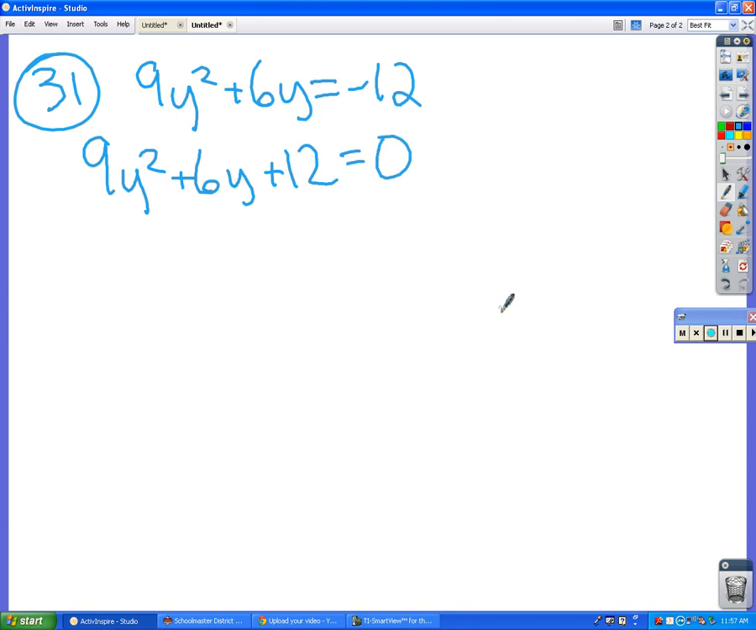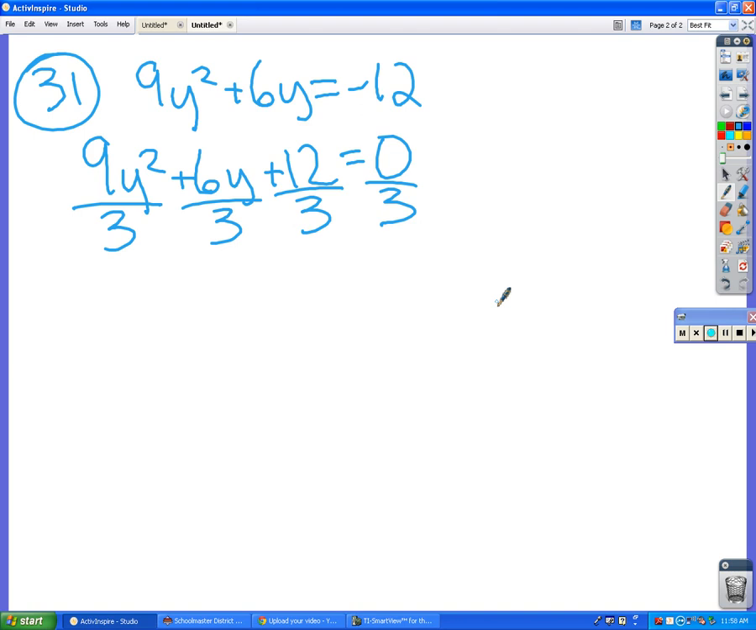Okay, and then you could go from there. But there's a fun little trick that we can do in this problem that will make things a little bit easier. Does anybody notice anything about the numbers 9, 6, and 12? They're all multiples of 3. So I'm going to divide this by 3, this by 3, this by 3, and that by 3. As long as I divide every single term by the same thing, I'm okay.